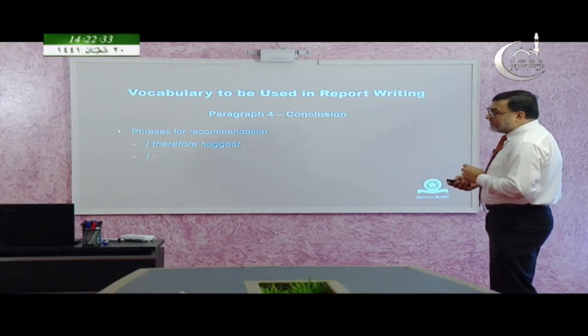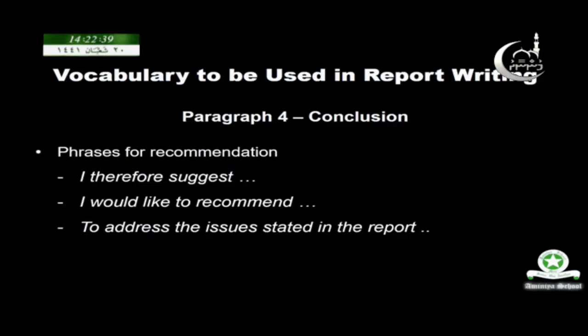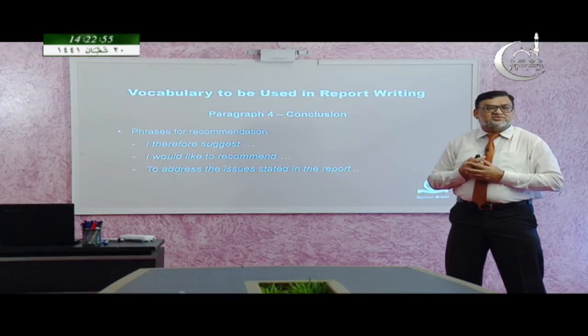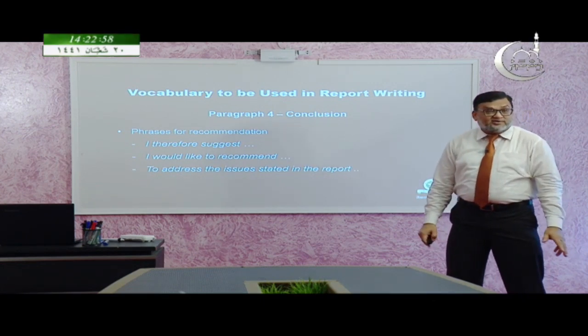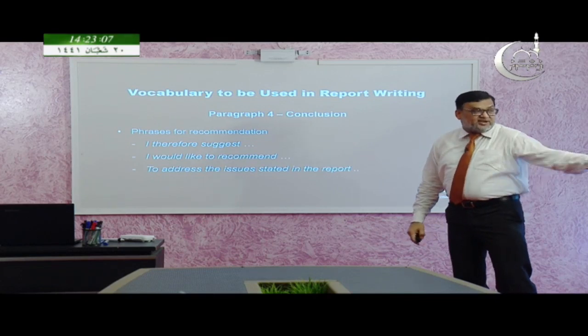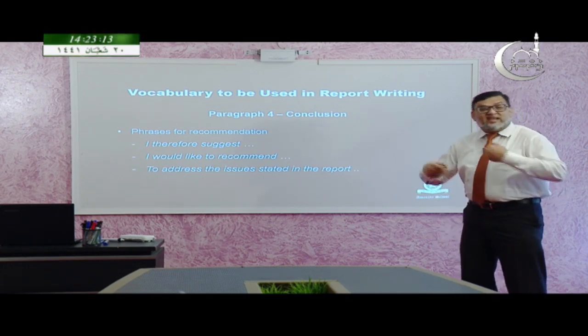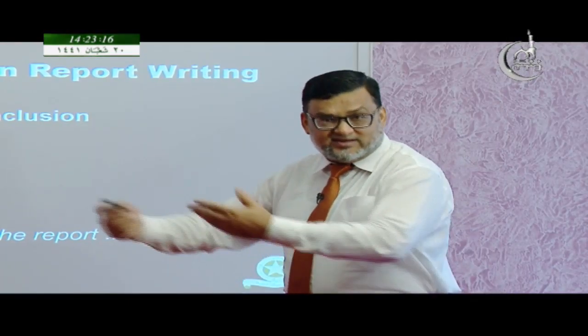Phrases for recommendation. When we want to recommend or give some suggestions, we can simply use these expressions, like: I therefore suggest the venue could be made broader or larger in order to conduct this jumble sale activity. For example, somebody has been to a jumble sale and there they find a lot of crowd, a lot of fundraising, but people felt suffocated. So I therefore suggest that this kind of activity could be conducted on a larger ground, and then people would benefit as well as feel comfortable moving around the venue.